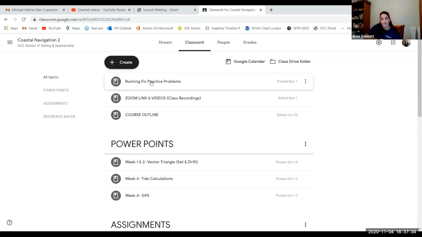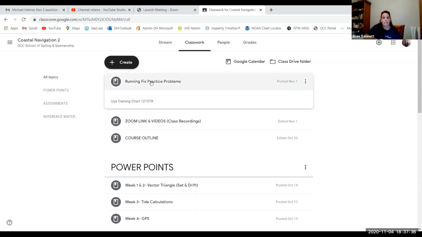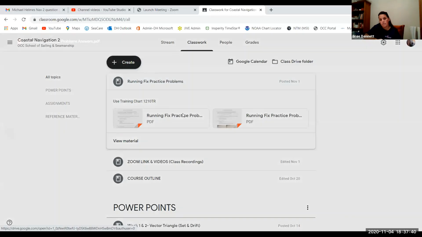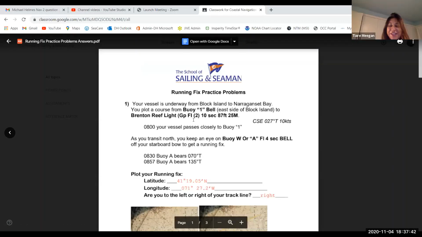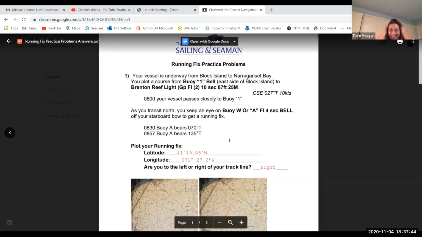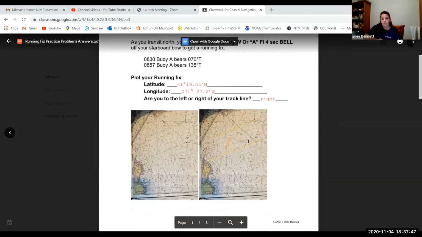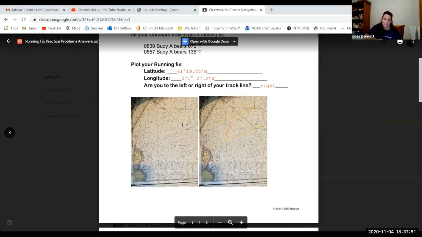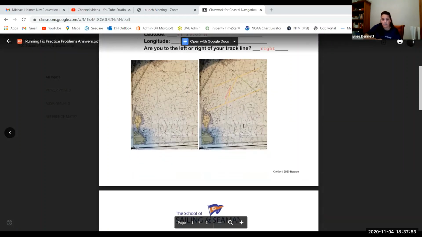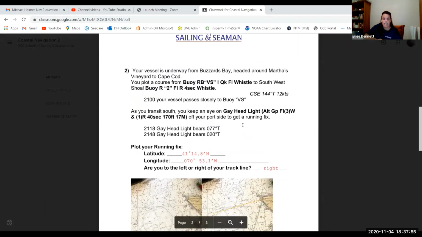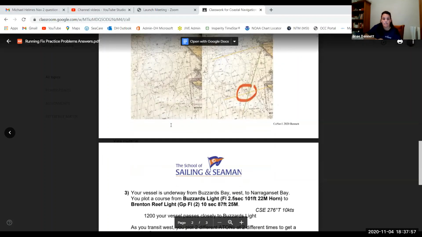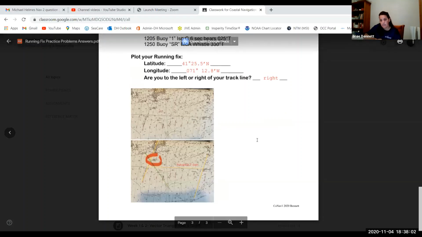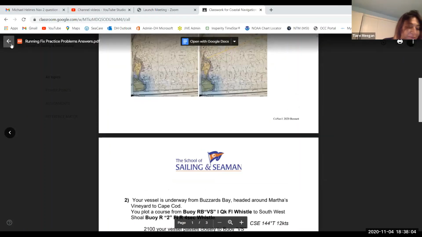I know there was something else on my list. The running fix. You guys had asked for running fix problems. So I got 3 running fix problems on the training chart. I tried to take a picture of it and highlight it for you guys. I don't know if it's kind of a hard thing to look at, but hope that helped a little bit. It totally helped. Thank you.